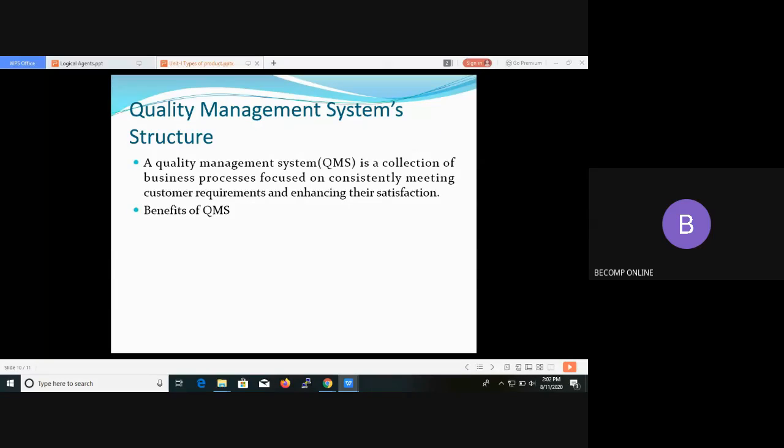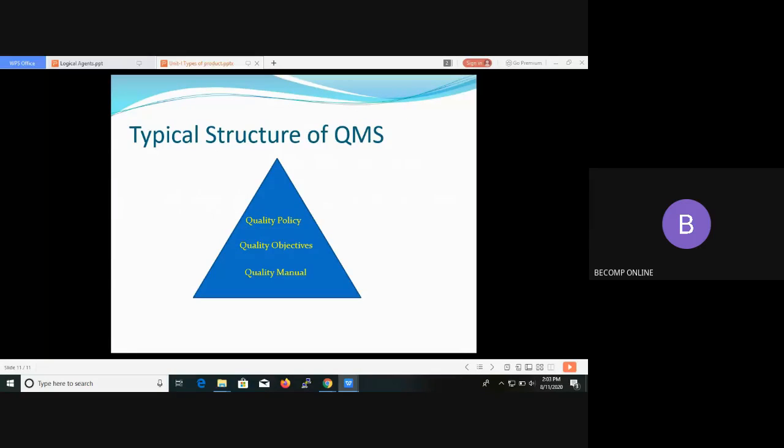So for the overall management of quality, you can write down these points. Now, after this, what exactly is the structure? The structure of quality management is nothing but three typical points. These are the typical structure of QMS. If you search on Google, you will get different diagrams, with points as per the business requirements. The QMS structure consists of three points: the policy, objectives, and manual.